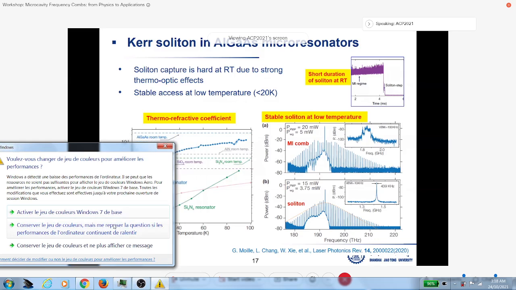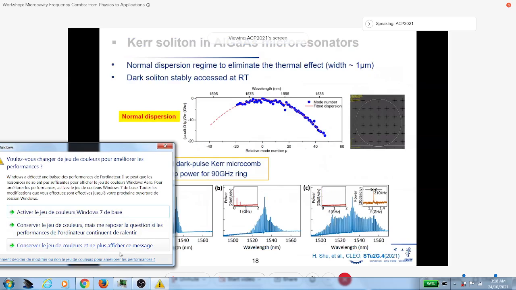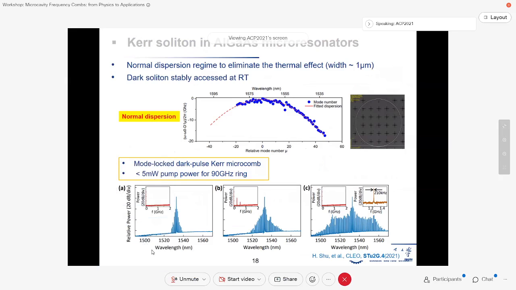There is another way to have access to the soliton: we can use normal dispersion to eliminate the thermal effect. Here we have wider waveguides, and we can access the dark soliton stably at room temperature. That's a recent result of a collaboration with Peking University. We demonstrate a mode-locked dark pulse Kerr microcomb, and the operation power is still less than 5 milliwatts.